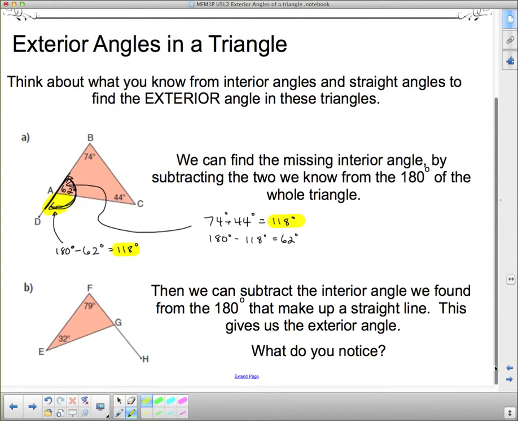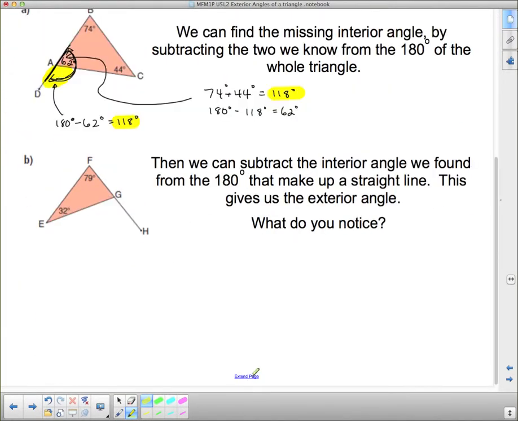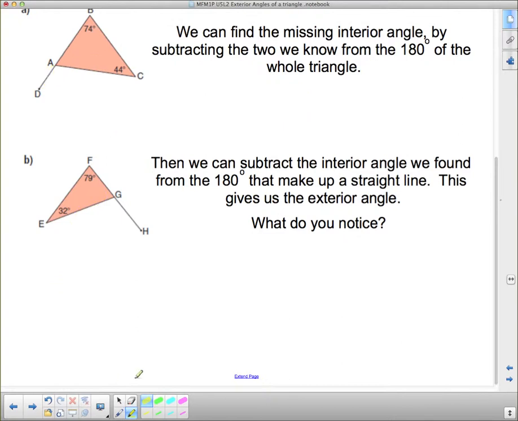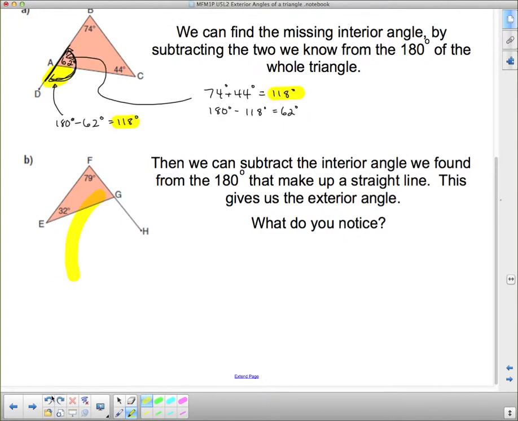So let's have a look again. Okay. We can subtract the interior angle we found from 180. What do you notice? Well, we notice that those two things are the same. So let's try this one more time.